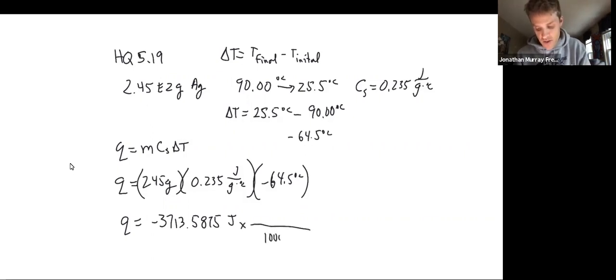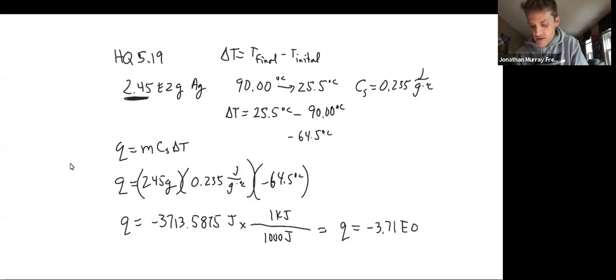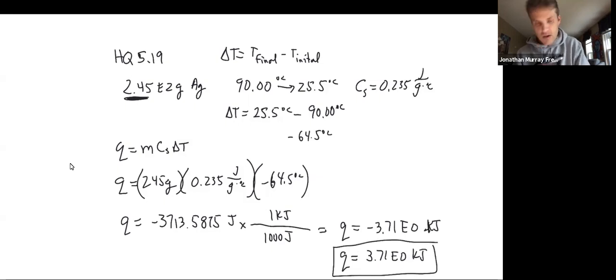So I know for every 1,000 joules, I have 1 kilojoule. So I divide that by 1,000, and my heat will be negative 3.7. And then let's look at significant figures. We've got 3 significant figures here. So to report this to 3 significant figures, I would say 3.71 e to the 0 kilojoules. And then because they want the absolute value, 3.71 e to the 0 kilojoules of energy. So that was probably it. It was just the last step, the conversion.